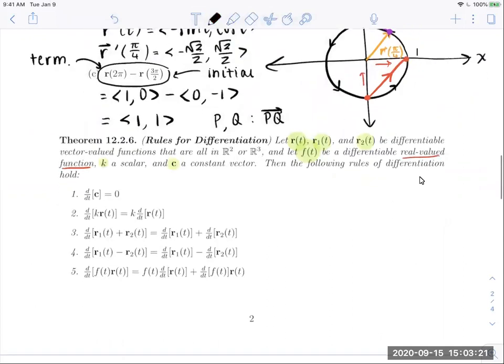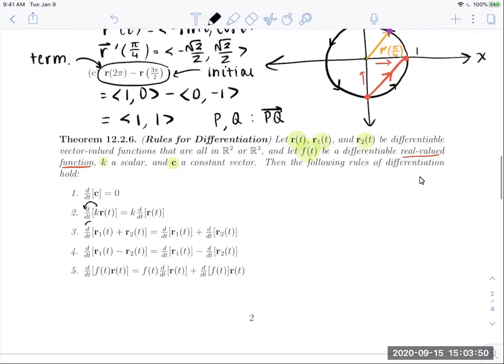All right, so number 1 says that the derivative of a constant vector is 0. Very similar to the derivative of a constant number is 0, right? Number 2, if you have a scalar times a vector valued function, you can always pull that scalar out front and then just take the derivative of the vector valued function. Numbers 3 and 4 just say that the derivative of a sum is the sum of the derivatives, and similar for differences. So in other words, the derivative operator can be distributed across sums and differences.